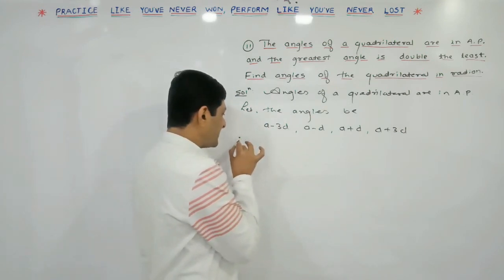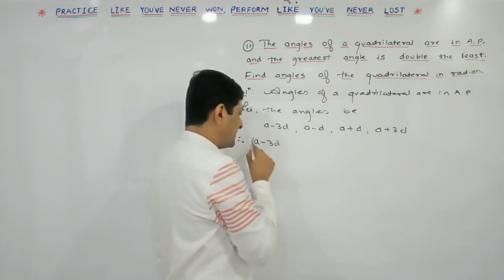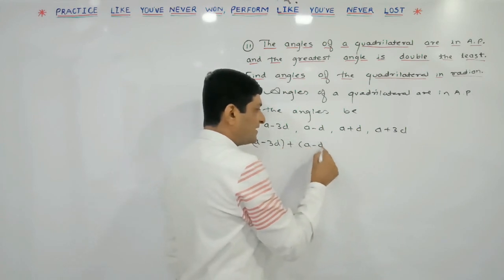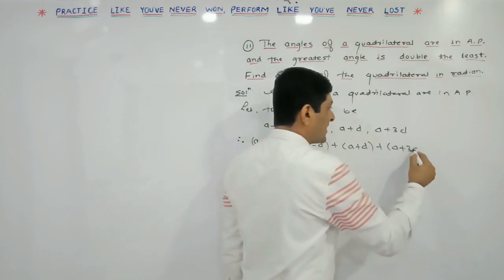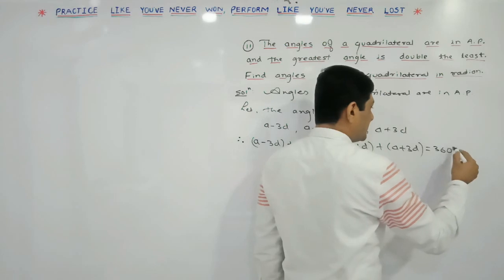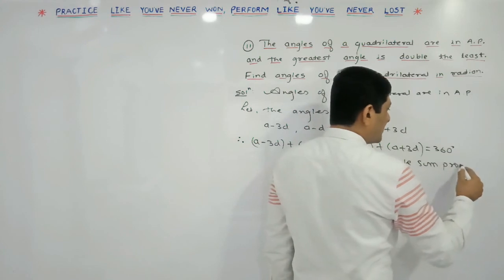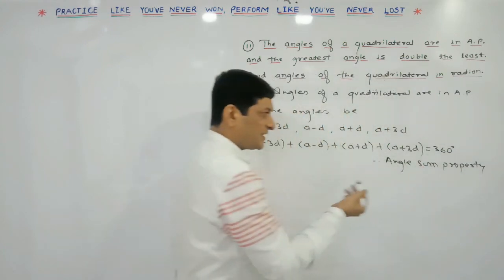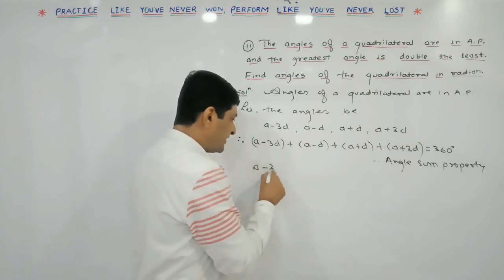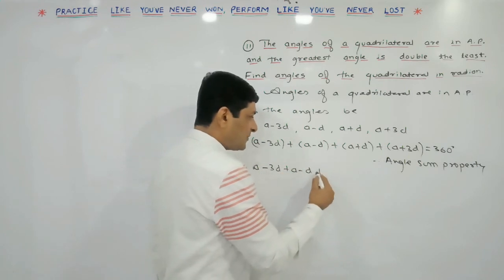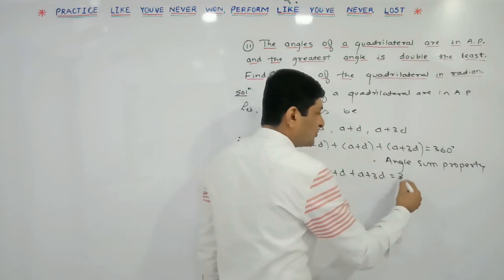Since these are the angles of a quadrilateral, their sum will be equal to the sum of the first angle, second angle, third angle, and fourth angle. We know that the sum of all the angles of a quadrilateral is equal to what? 360 degrees. So here we are applying the angle sum property of a quadrilateral. Now take the addition of these terms. Just open the brackets: A minus 3D plus A minus D plus A plus D plus A plus 3D is equal to 360 degrees.